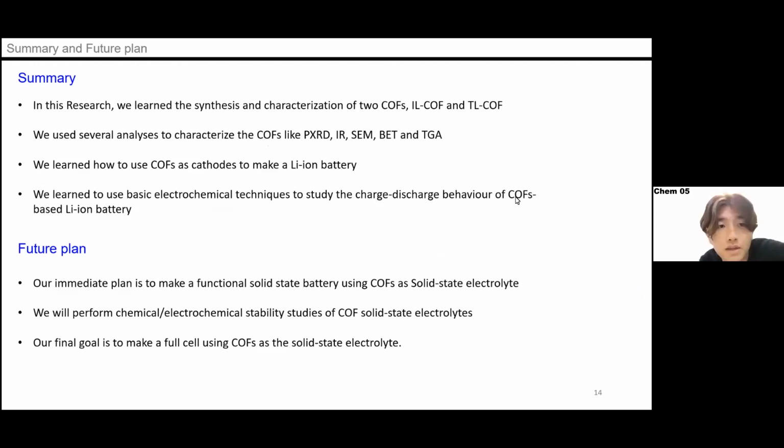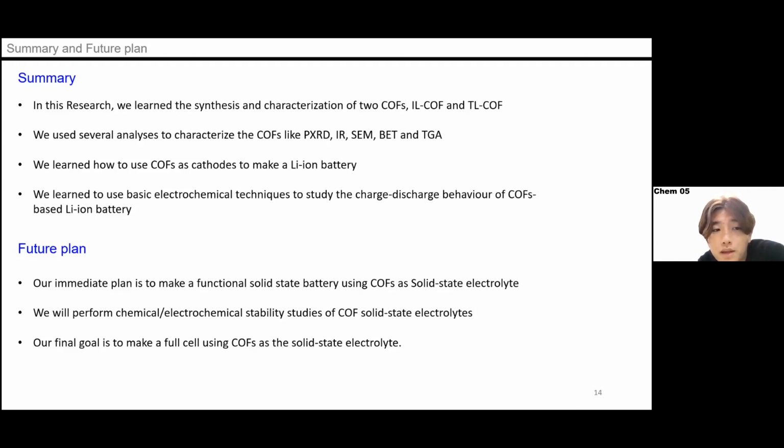For summary, in this research, we learned the synthesis and characterization of two COFs, ILCOF and TLCOF. We used several analyses to characterize the COFs, like PXRD, IR, SEM, BET, and TGA. We learned how to use COFs as cathode to make a lithium-ion battery. We learned to use basic electrochemical techniques to study the charge-discharge behavior of COF-based lithium-ion batteries.